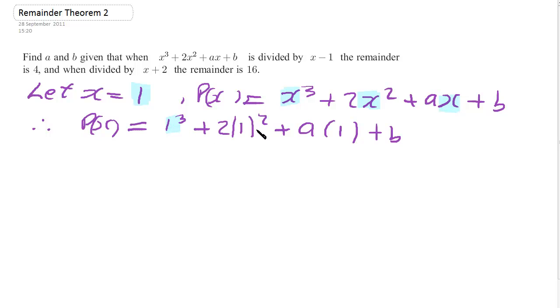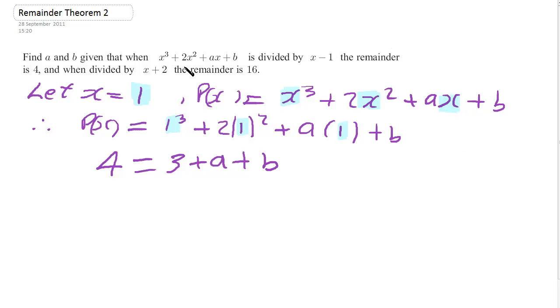And I get this. And if we take that all down, we get 1 plus 2 is 3. So we get 3 plus a plus b is going to be what I get for p of x. Now we know the remainder of that is 4. So if the remainder of that is 4, then this must equal 4 using the remainder theorem.